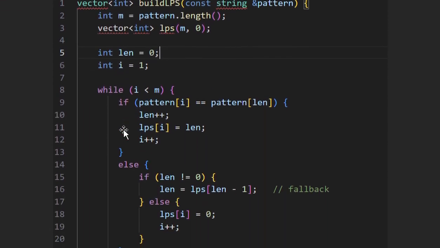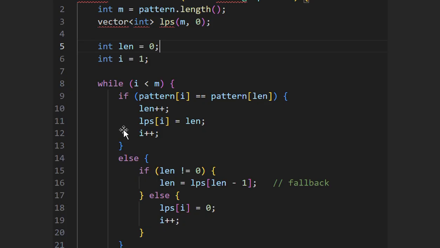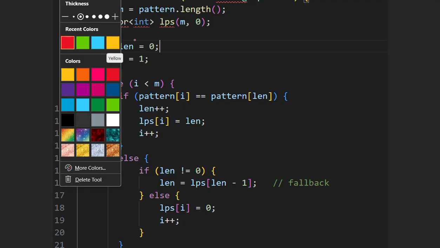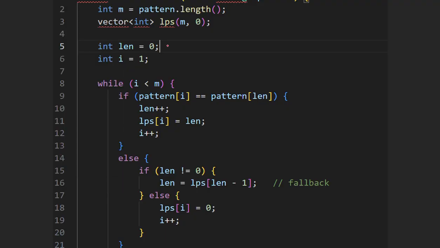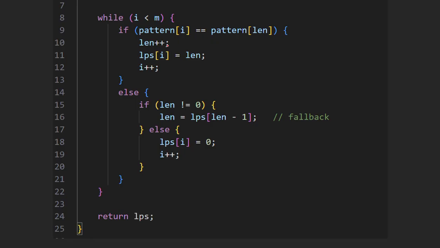So this is the code for LPS. What we have done is we have taken the length as 0, and then we are starting from I equal to 1, right? And we are iterating over the whole pattern, and then checking all the three conditions: if pattern of I is equal to pattern of length, that means match case. So in the match case we increase the length, make LPS of I equal to length, and increment our I pointer.